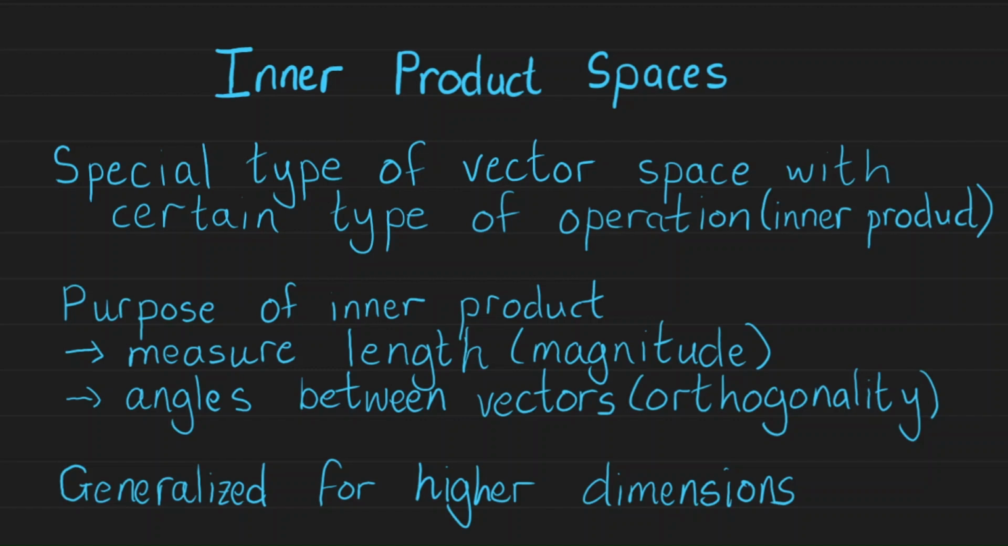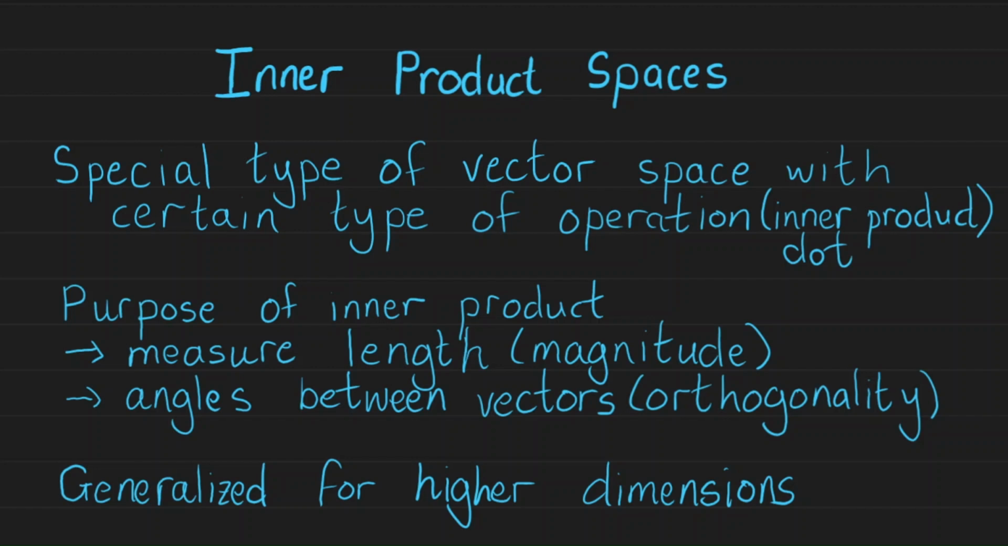When we talk about inner product spaces, we're referring to a special type of vector space that has a certain type of operation, and that operation is the inner product. When we speak about the inner product, we're speaking about the dot product. The characteristic of inner product spaces is that these vectors have this dot product associated with them. The purpose of the inner product is to ensure that we are able to measure the length or magnitude of a vector, and also to give us an idea about the angles between different vectors, which then leads to the concept of orthogonality.